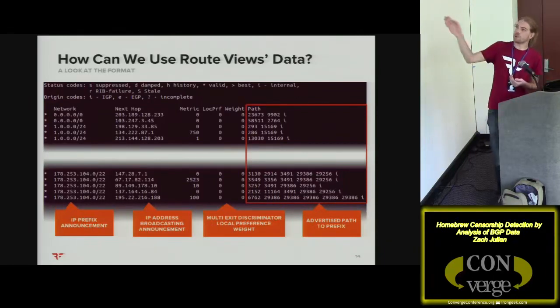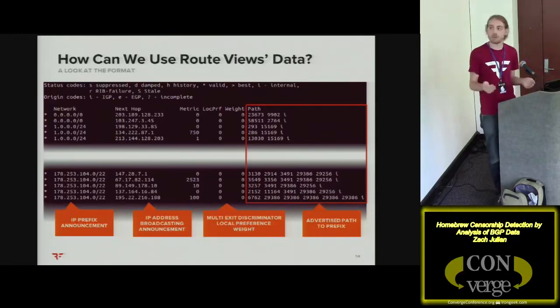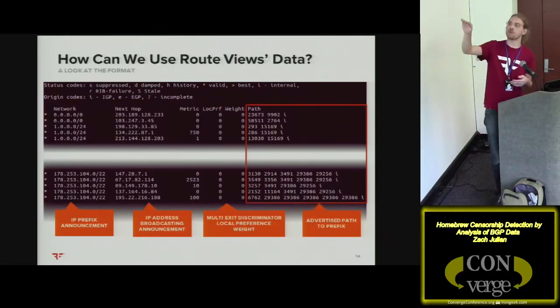If we go all the way over to path, we can see this is the path from the perspective of that next hop making the announcement. This is the perspective of the best path in order to get to that destination, read from left to right. So for our next hop concerned with those IP prefixes, the top one, from the perspective of 147.28.7.1, we can go to 3130, 2914, and so on until we reach 29256, which is where that 178.253.104 belongs to.